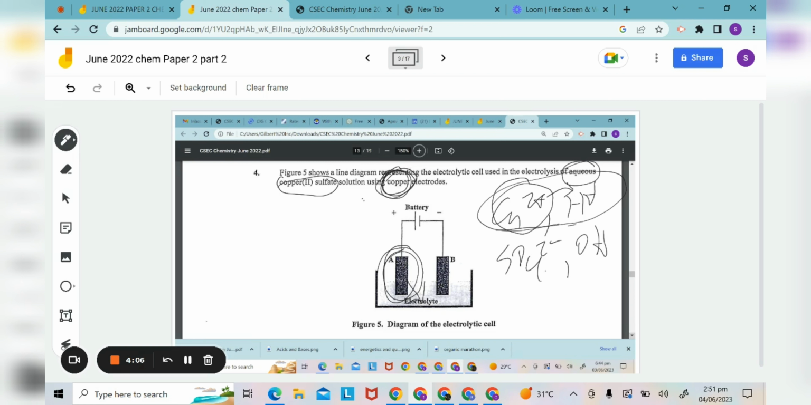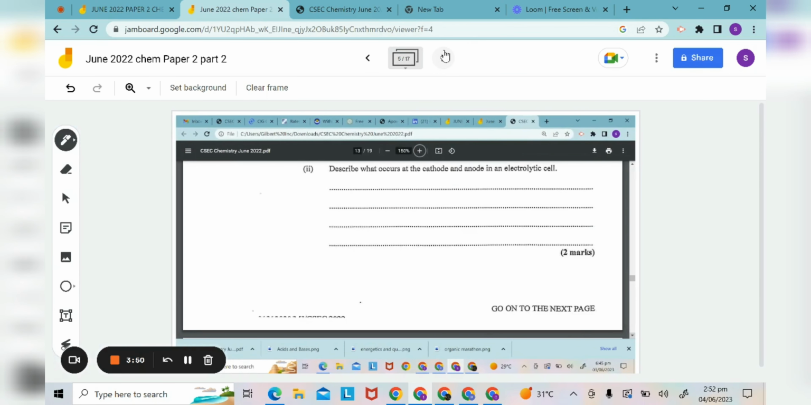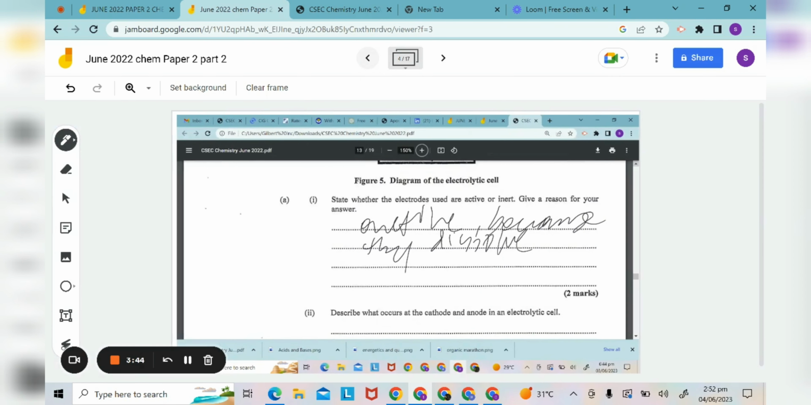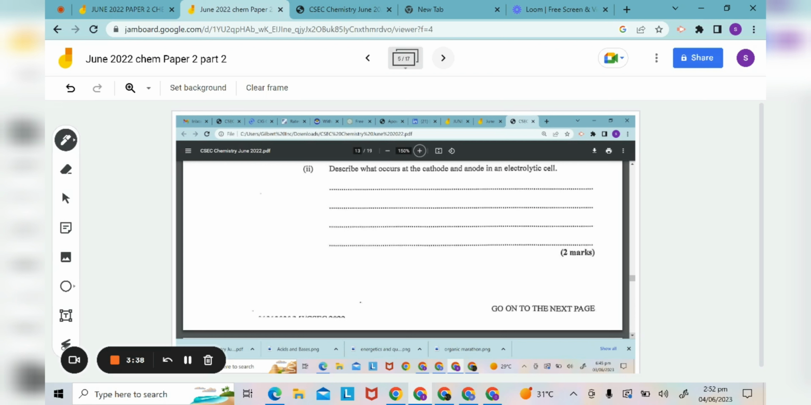So what you expect to happen here is that the anode is going to get thinner, the cathode is going to get bigger, and the electrolyte is going to become paler as the reaction proceeds. Okay, so those are the things that you're expecting to happen. And it's just 2 marks. So basically, the anode dissolves and the cathode becomes fatter, or it's coated with copper.